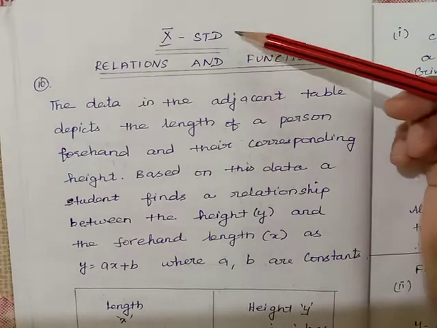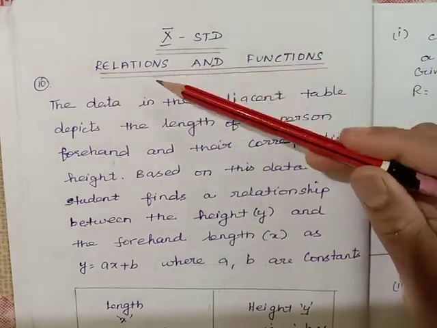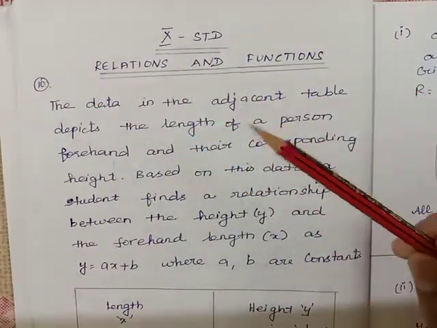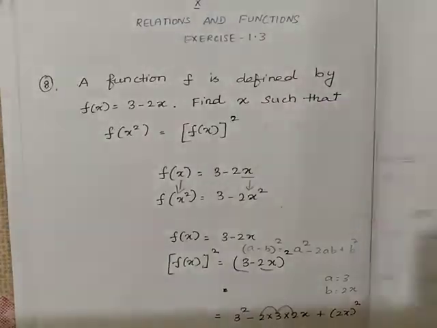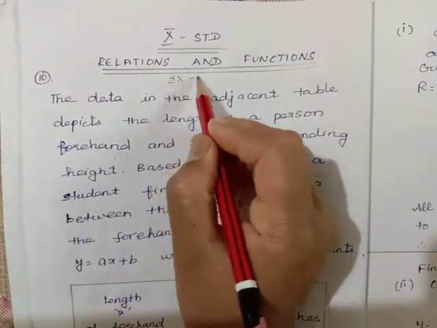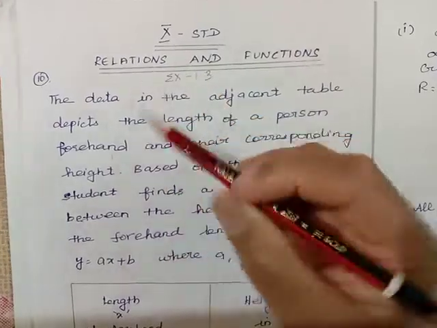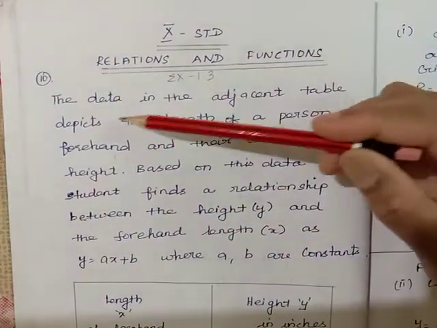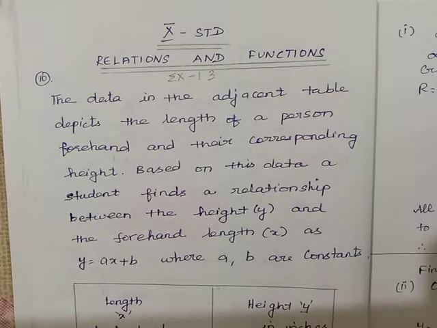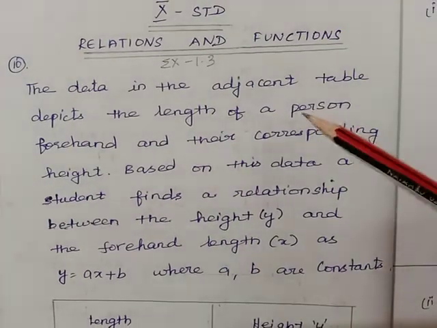Today we are going to learn 10th standard relations and functions. Exercise 1.3, 10th sum. The data in the adjacent table depicts the length of a person's forehand and their corresponding height.